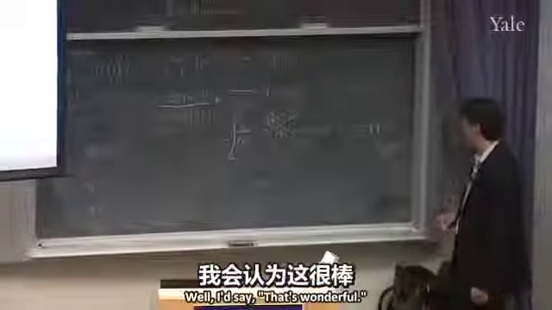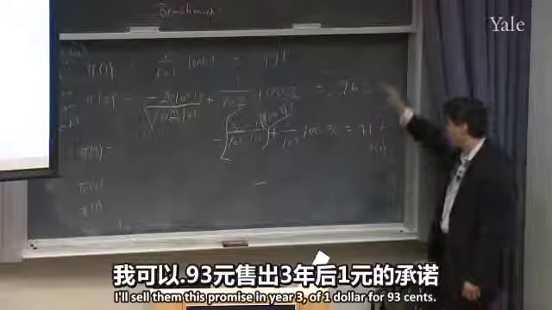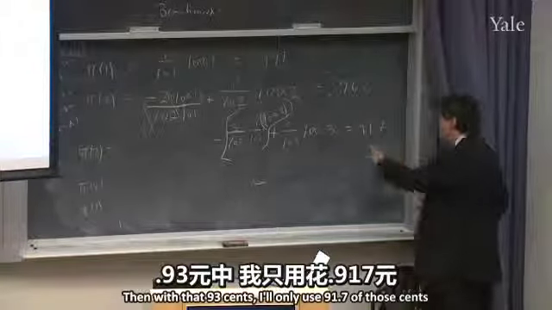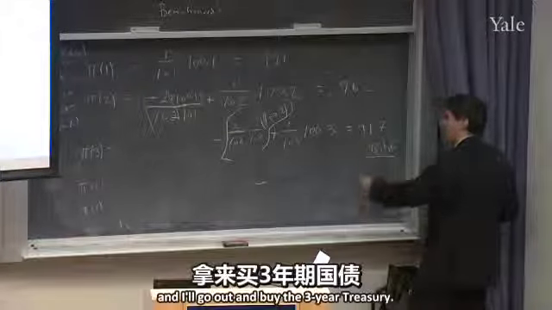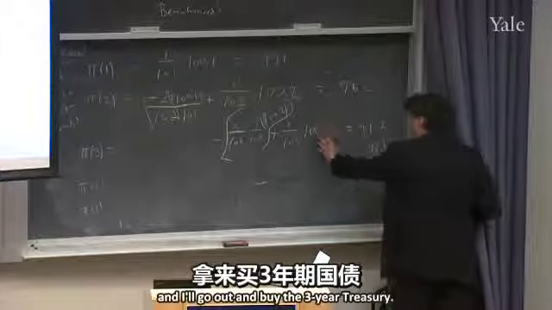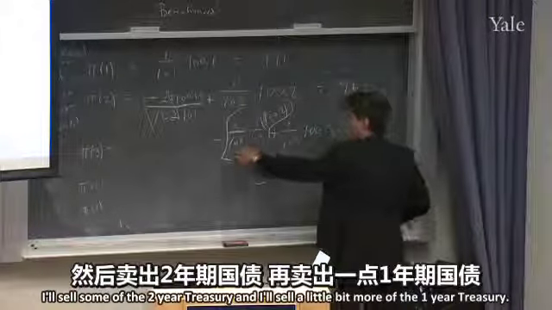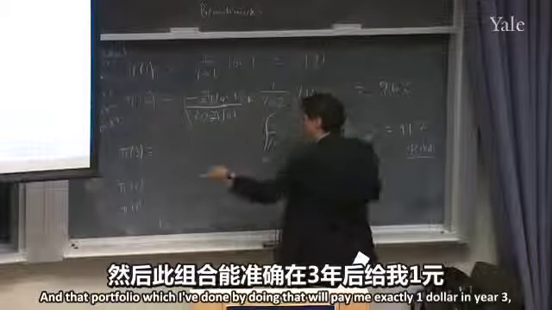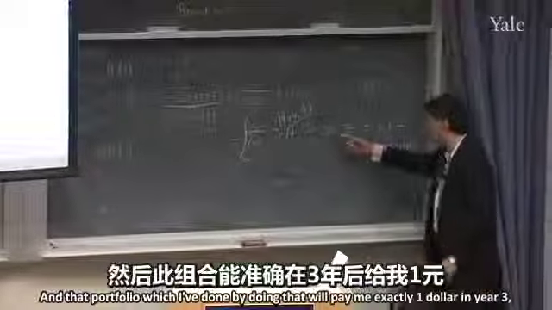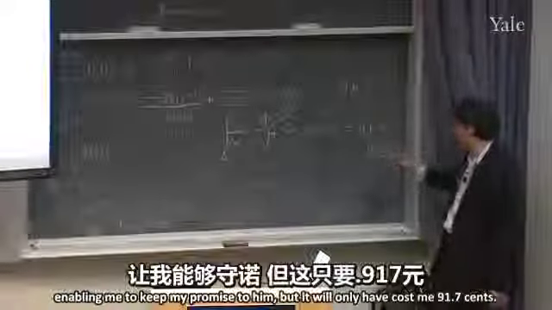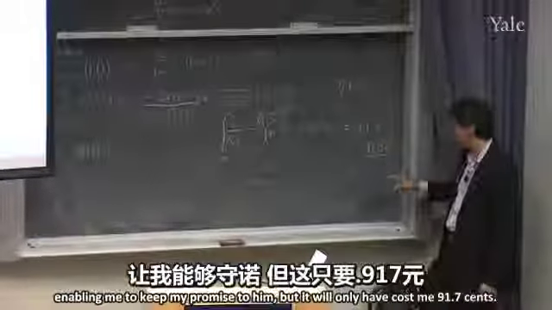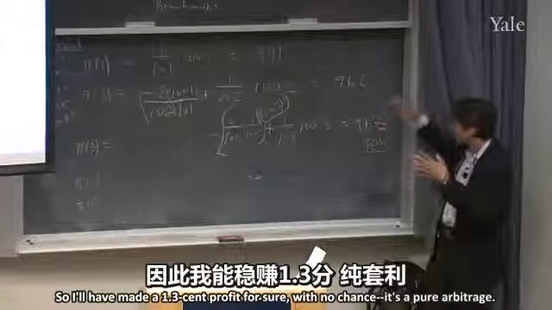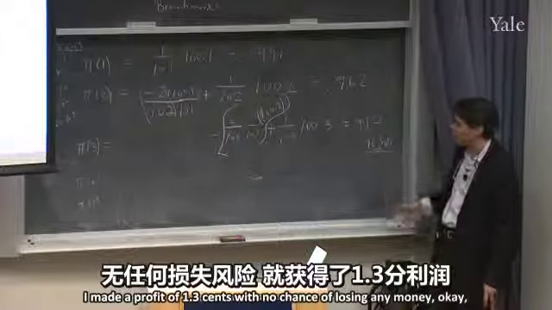Well, I'd say, that's wonderful. I'll sell him this promise in year 3 of $1 for 93 cents. Then with that 93 cents, I'll only use 91.7 of those cents, and I'll go out and buy the 3-year Treasury. I'll sell some of the 2-year Treasury, and I'll sell a little bit more of the 1-year Treasury. And that portfolio will pay me exactly $1 in year 3, enabling me to keep my promise to him. But it will only have cost me 91.7 cents. I'll have made a 1.3 cent profit for sure, with no chance. It's a pure arbitrage.